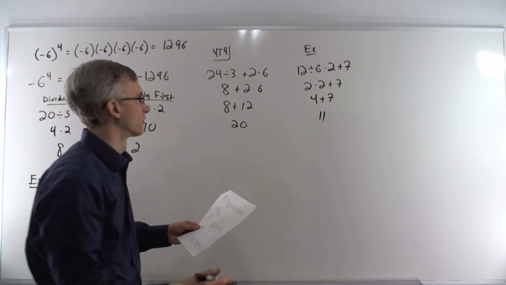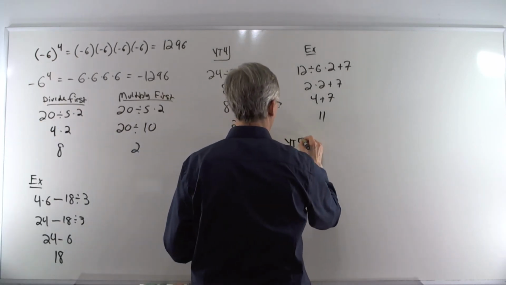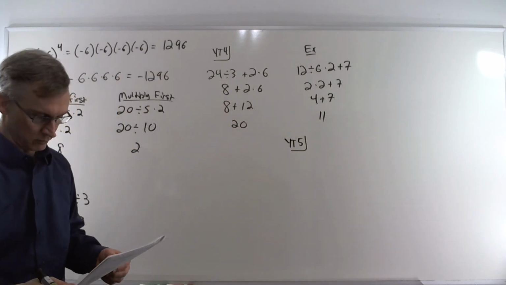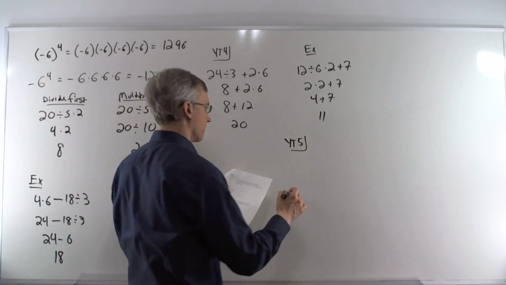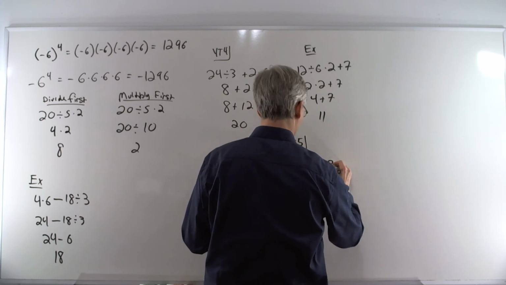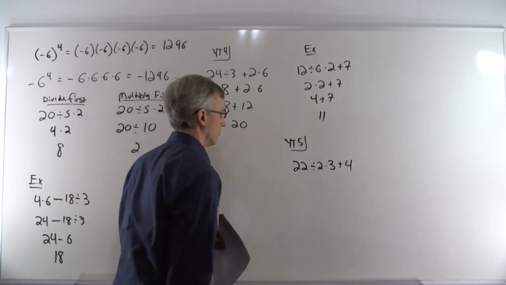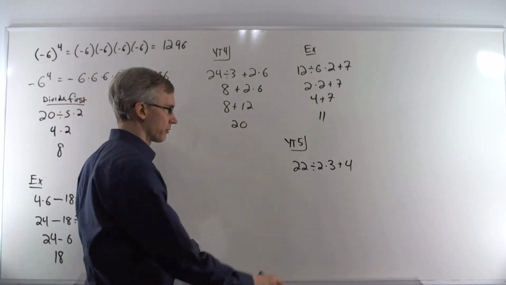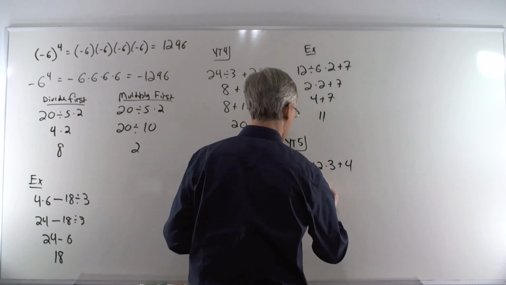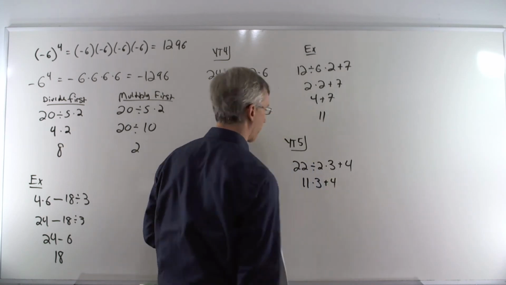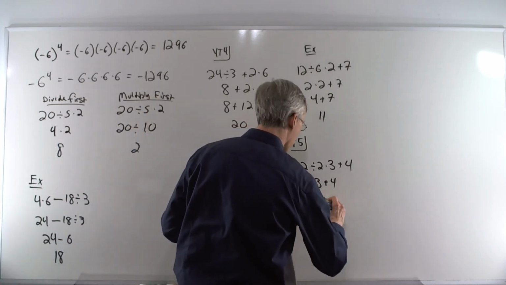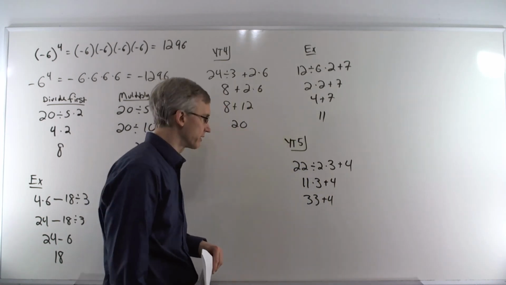Your turn, number 5. All right, starting from the left, we've got division here. 22 divided by 2 is 11. So that gives us 11 times 3 plus 4. Now do the multiplication. 11 times 3 is 33. Plus 4. And then finally the addition, you get 37.